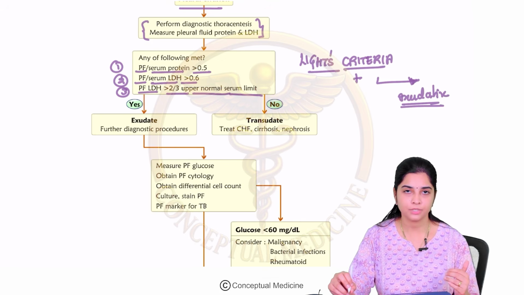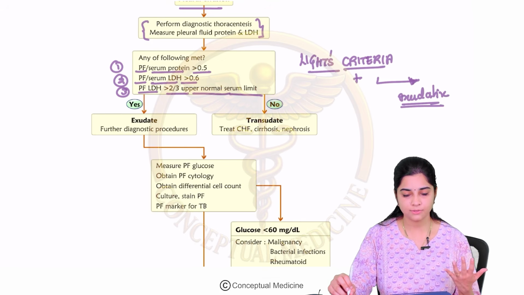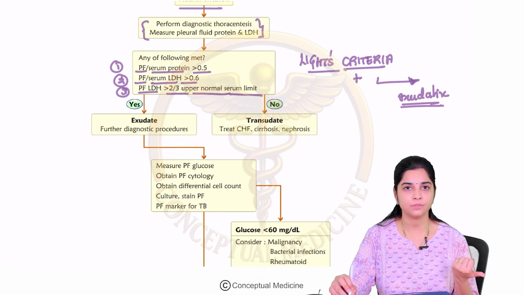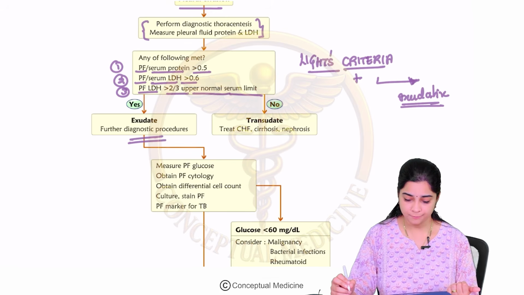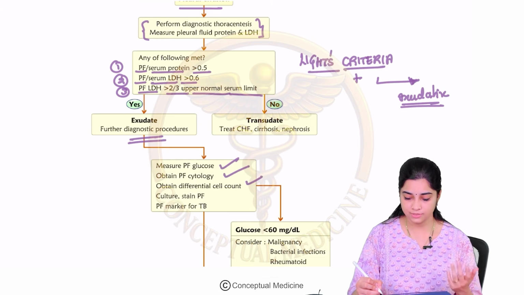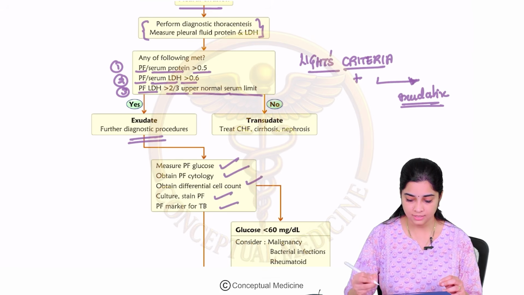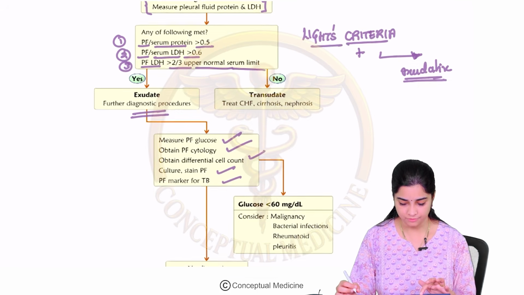Okay, so this is your Light's criteria: pleural fluid to serum protein more than 0.5, or pleural fluid to serum LDH more than 0.6, or pleural fluid LDH more than 2/3 the upper limit of normal of the serum LDH. If any of these criteria are positive, then this is an exudative pleural effusion. Now if this is an exudative pleural effusion, then you will have to look at the glucose, the cytology, the total counts, the differential counts, culture, gram stain and other markers for TB to find out the etiology of the pleural effusion.